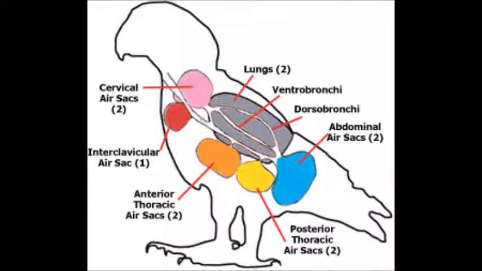Characteristic number 4, air sacs. Birds have relatively small lungs plus 9 air sacs that play an important role in respiration. Air is moved in and out of the respiratory system through pressure changes in the air sacs.